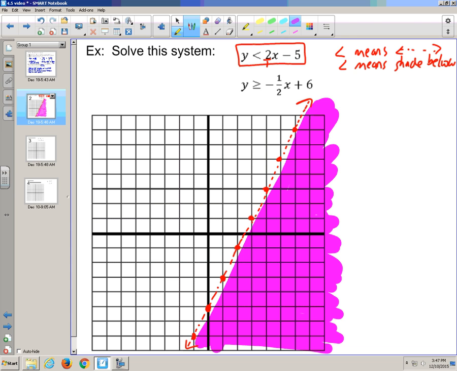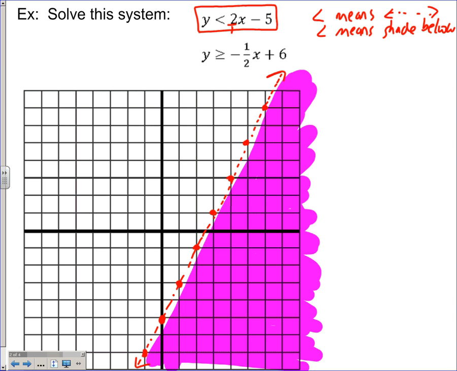Now I'm going to do the same process for my other inequality. I'll do this one in green. I start at a y-intercept of 6, so I'm going to go up 6 on the y-axis. And my slope is -1/2. Negative slopes are always going down from left to right. So I'm going to go down 1 and over to the right 2, down 1 to the right 2, down 1 to the right 2.